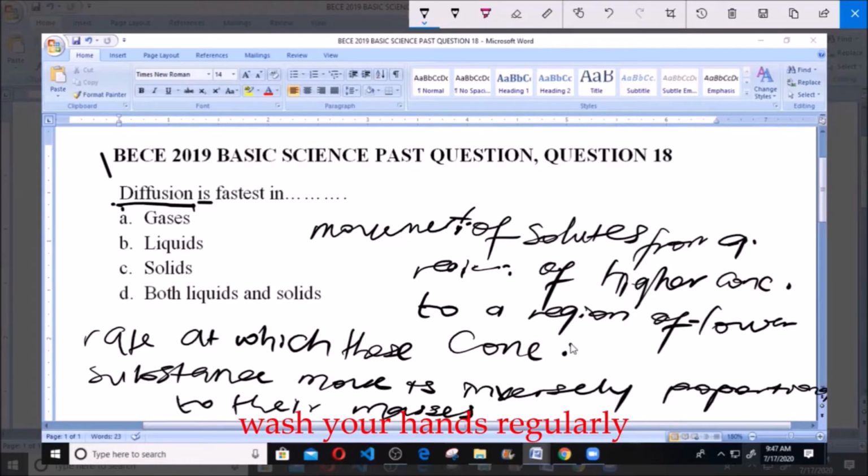And if you look at the options, A says gas, and we know that gases have lower mass than liquid, which also has a lower mass than solids. So definitely diffusion will be faster in gases because of their low mass and low density. So our answer is A, which is gases.